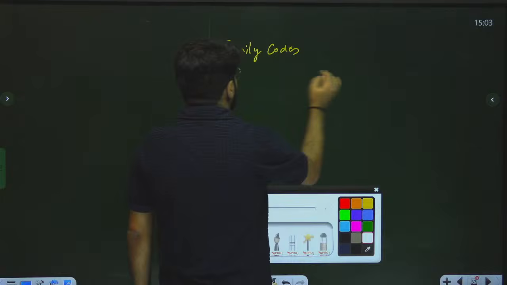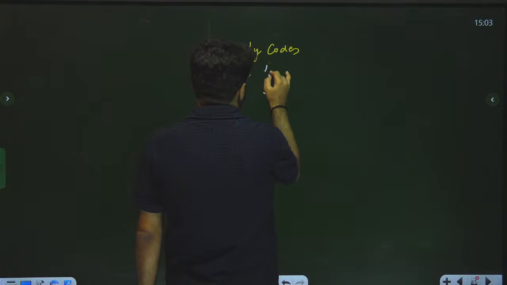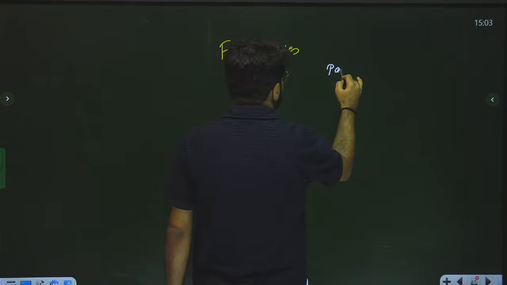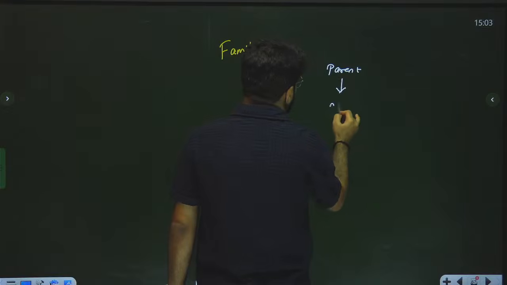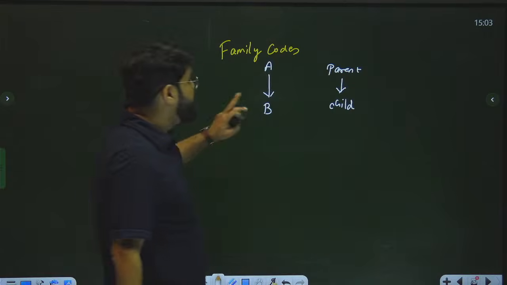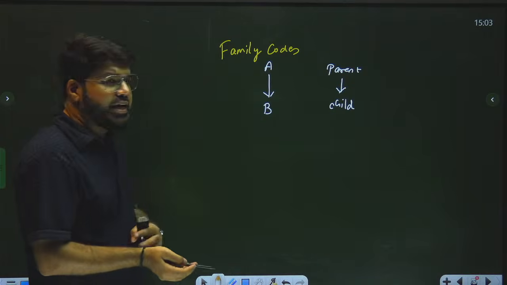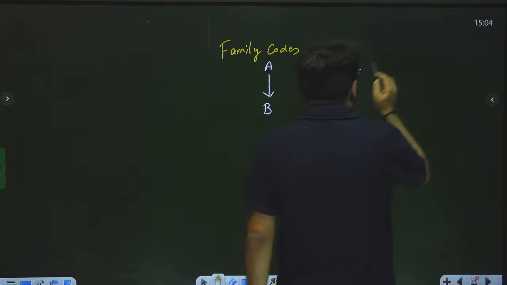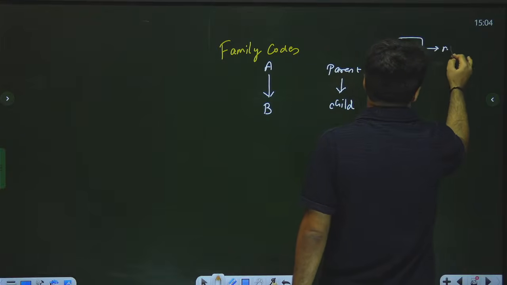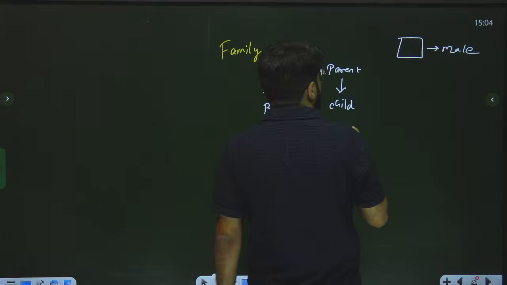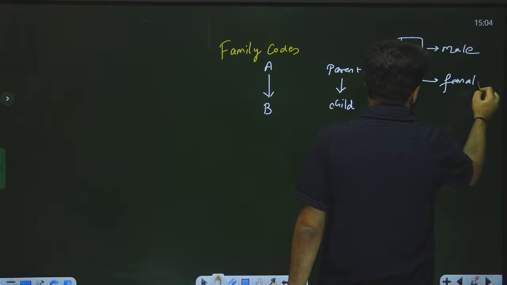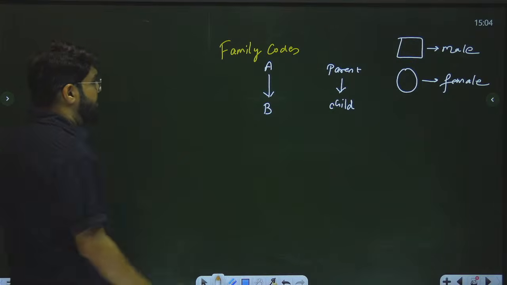The codes are: whenever you see a symbol like A-B with a downward line, that means parent to child. A is the parent, B is the child. Parent may be father, mother, anything, and child may be son or daughter. To differentiate, we use this notation. This box represents a male, so if it is father, I will use a box. If it is mother, I will use a circle. Circle represents a female.